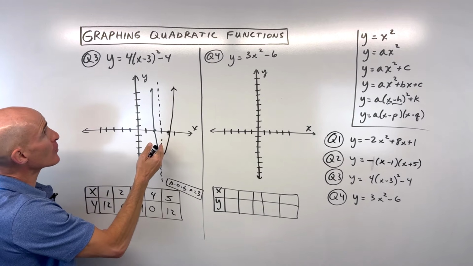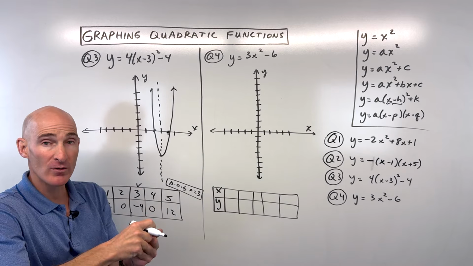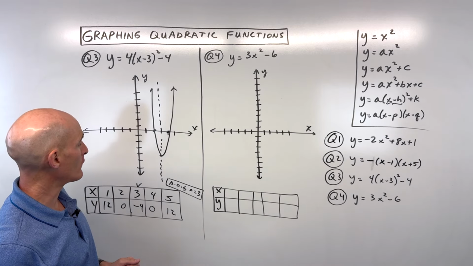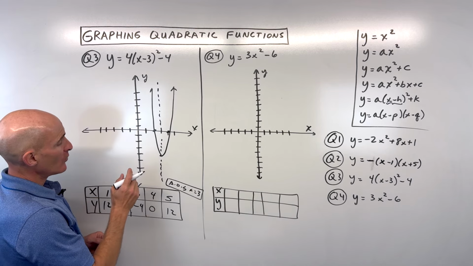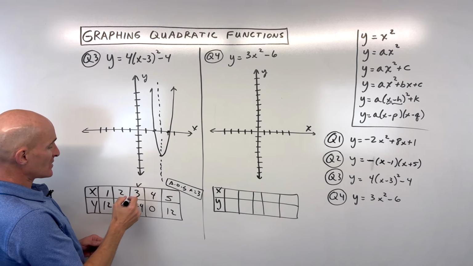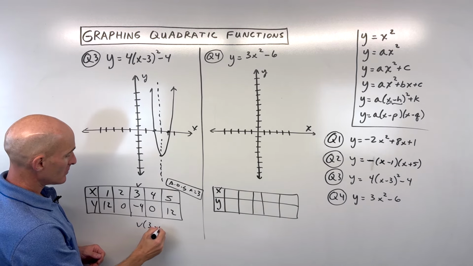right there. Now notice it's very narrow. That's because the a value is 4. It was stretching it by a factor of 4 vertically. Let's go over the key features of this graph. We did axis of symmetry. We did our vertex, which is 3, negative 4.